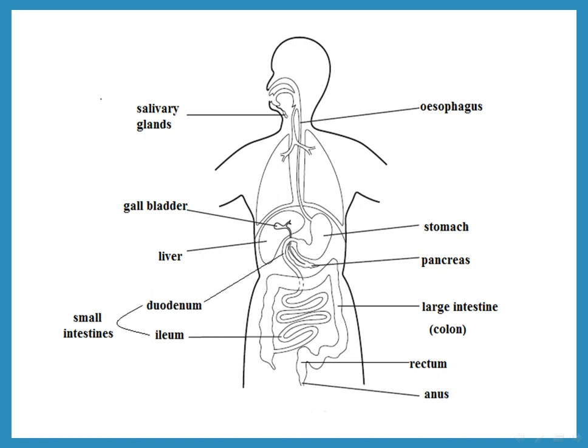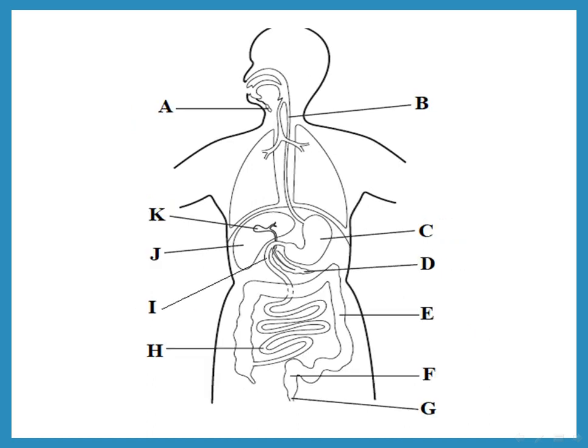Did we pay attention to the names? Let's try again. Now, what was A? Remember, A is something in the mouth that gives out saliva into the mouth, so these are the salivary glands. What was B? B is the tube that connects between the mouth and the stomach, that is called the esophagus. Then we go into C, which is the stomach.